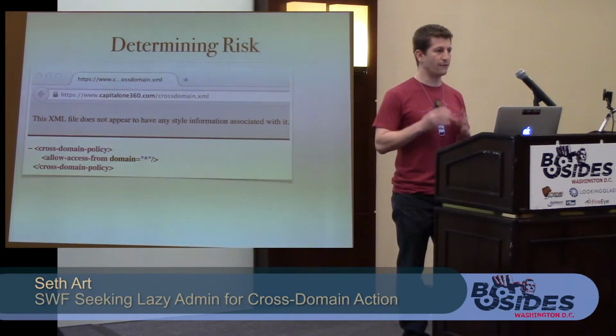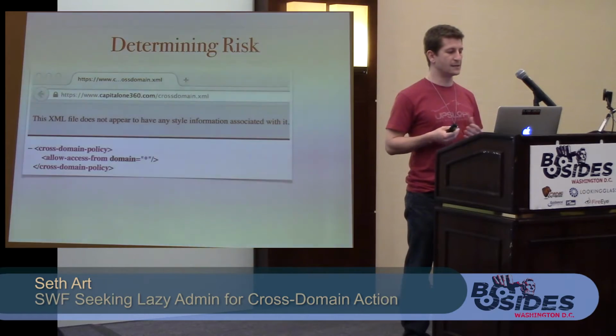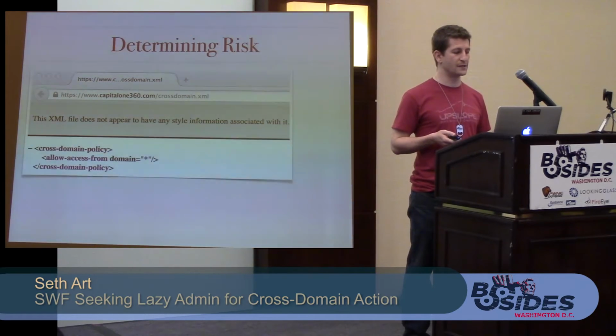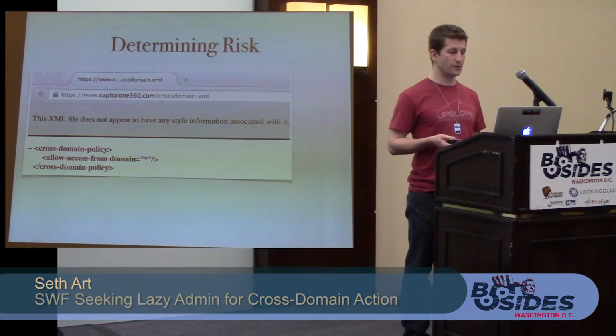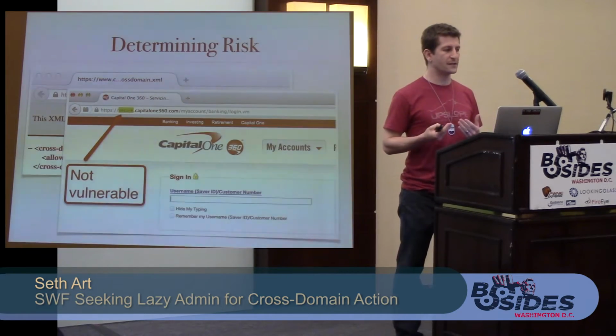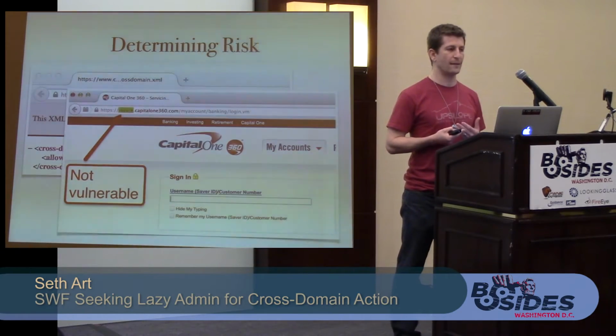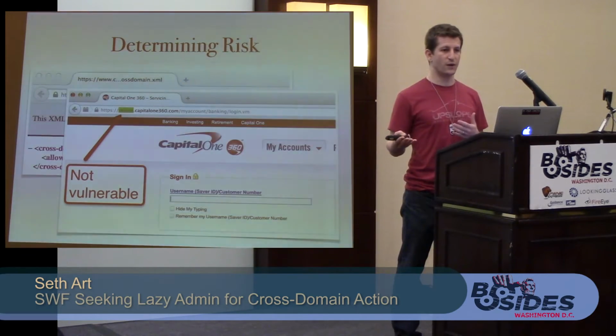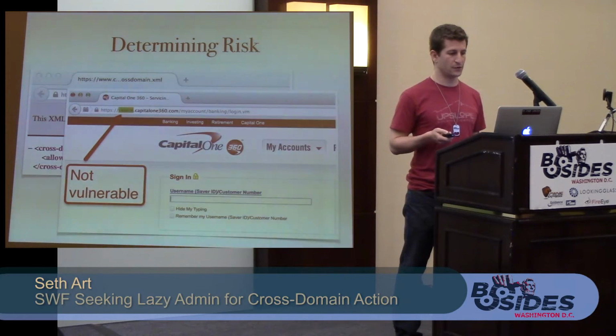And a good example of all of those last couple of points is www.capital1360.com. As you can see, www has a wide open cross-domain XML file. However, all of the sensitive information happens at secure.capital1360.com, and there is no cross-domain XML file at that FQDN, which means it defaults to the same origin policy, which means a SWF can't interact with that at all. So you can write a SWF that can interact with www, but it wouldn't get anything, because there's nothing worth stealing.